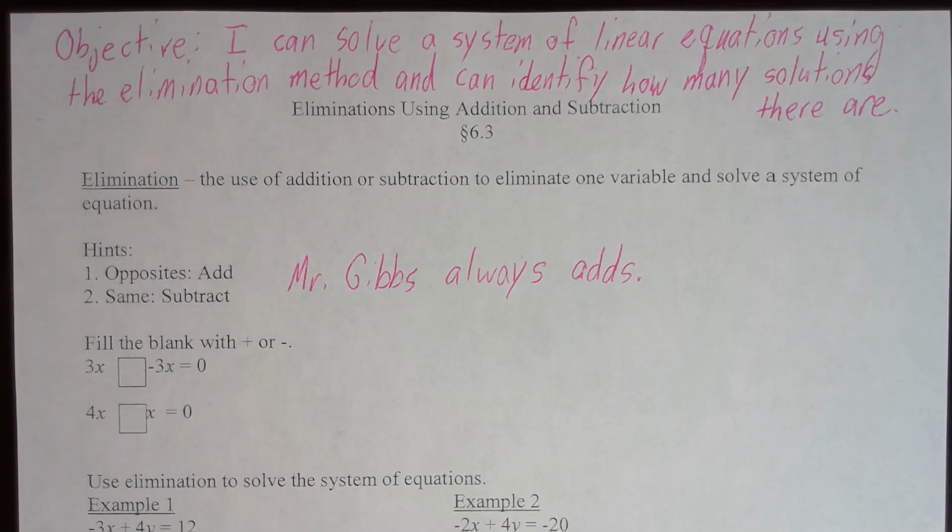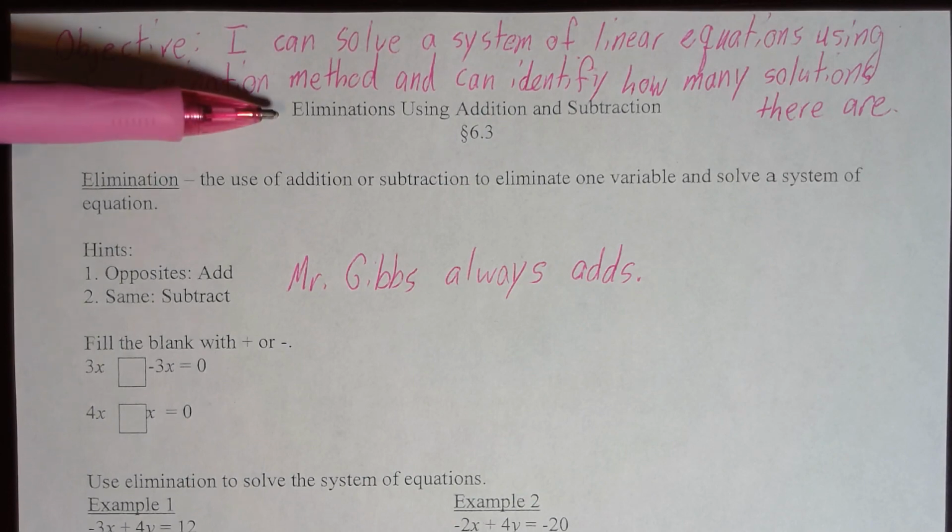Welcome to the third section in Chapter 6 on solving systems of equations. Our objective today is that I can solve a system of linear equations using the elimination method and can identify how many solutions there are. So, we have so far learned how to graph systems of linear equations. We've learned how to use the substitution method to solve systems of linear equations. Now we're going to learn our third method, elimination.